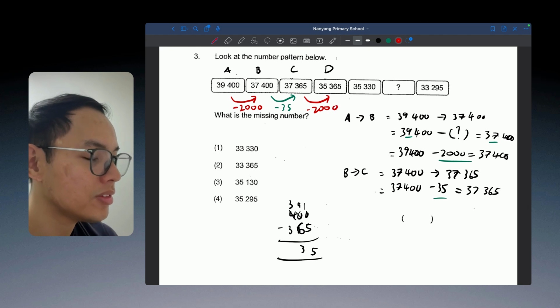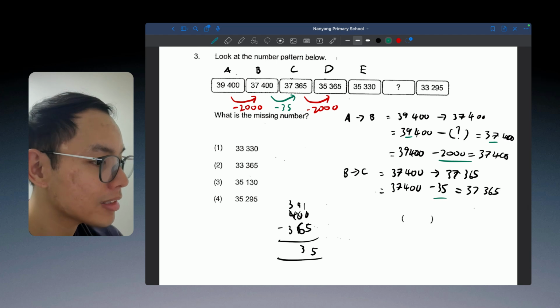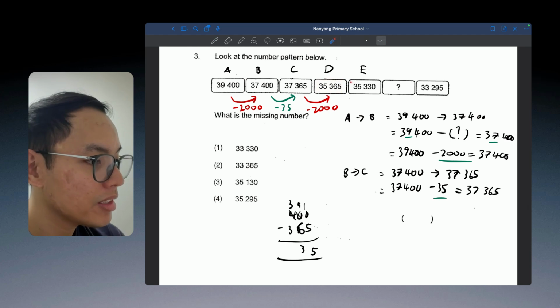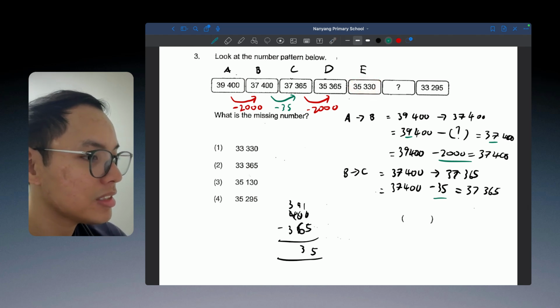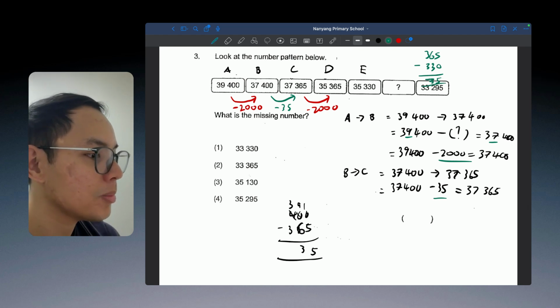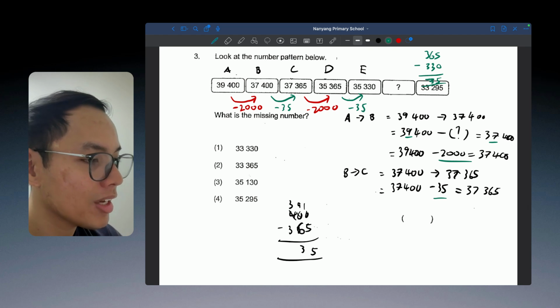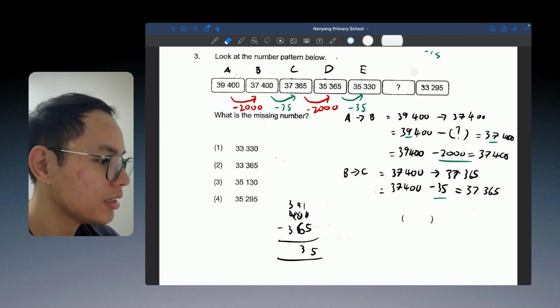That's what you see over here, right? And then we can go to E as well. Okay, then can we assume that this should be minus 35? Okay, so if you look here, 35,365, the next number is 35,330. So let's see whether 365 minus 330. It is 35. That's what you see over here, right? It's like, oh my god, I see the pattern now, right? So minus 35. Okay, so now you see the pattern.